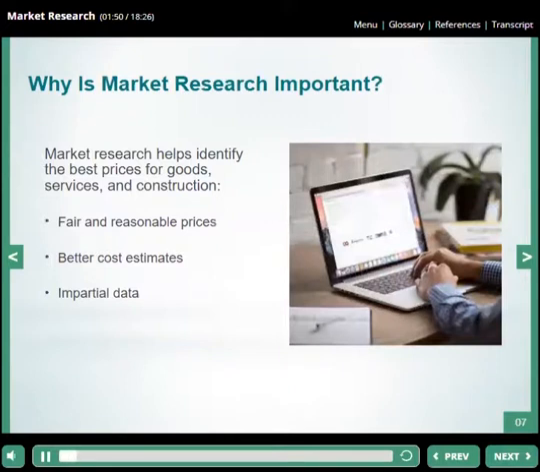Market research is one of the most important aspects of the procurement process because it helps you determine the best prices for goods, services, and construction. To ensure you are getting fair and reasonable prices, you must know what is available in the marketplace. Market research enables you to develop better cost estimates to determine whether contract prices are acceptable. The unbiased data from market research is used to support those price determinations, quantifying your decisions. This data can be cited to back up your decisions in response to protests or complaints.